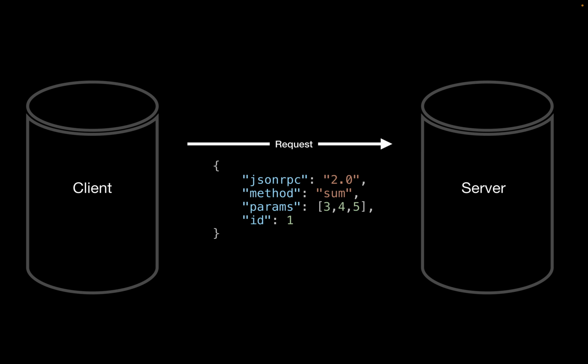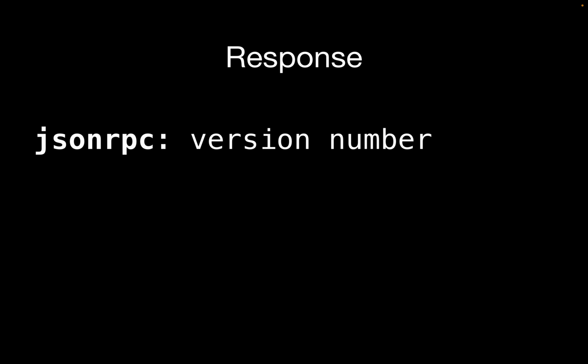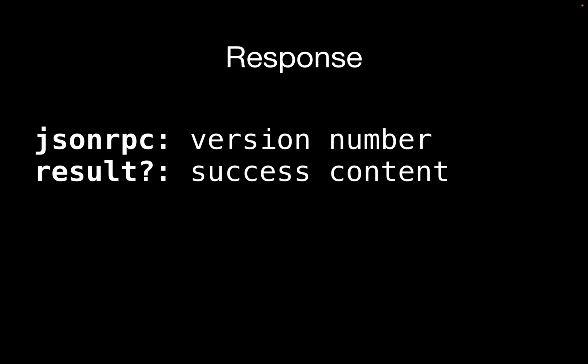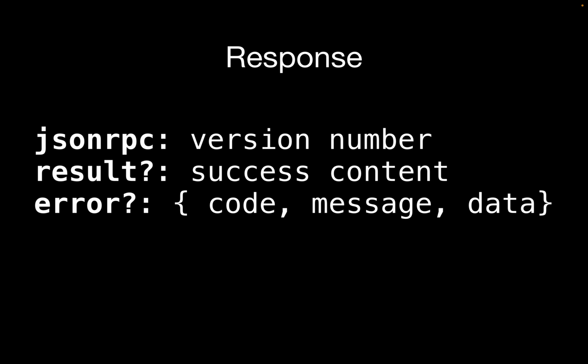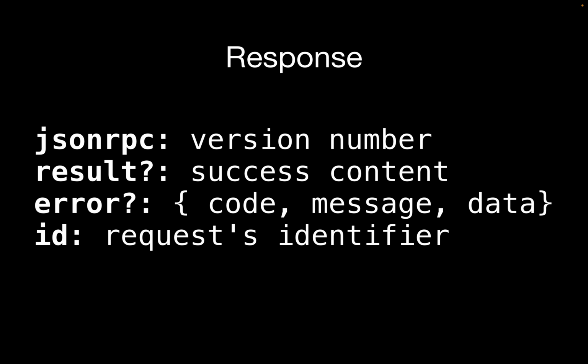The server evaluates the method with the params and then responds. The response has a JSON-RPC version number, a result if it was successful, indicating the success content. This content can be any valid JSON. An error if it was unsuccessful, that has a code, message and data about the failure. And then the ID that was passed by the client is given back to the client to indicate that this closes the request-response loop.